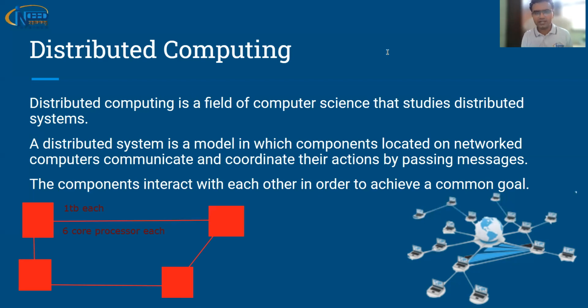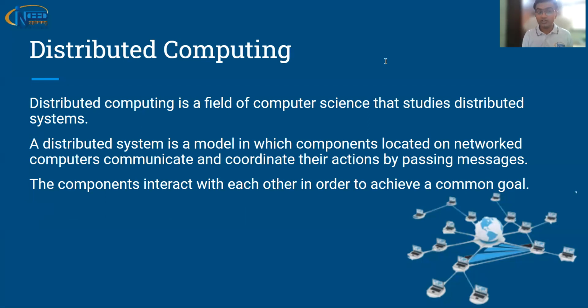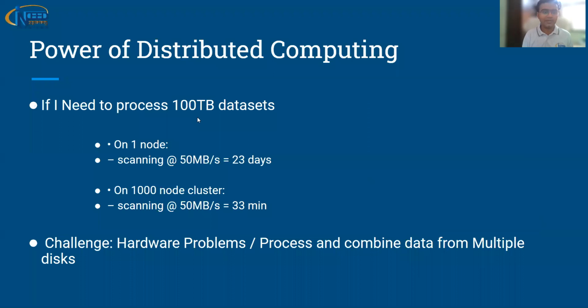Let's move ahead and understand further what is the power of distributed computing if you want to process something. Suppose you have around 10 terabytes of data set and you have a single node. Okay, you have a single node. With the help of a single node, you want to scan it or process it. The speed is 50 MB per second. It will take 23 days to process it. 23 days. You can imagine. Okay, so I can't have so much patience.